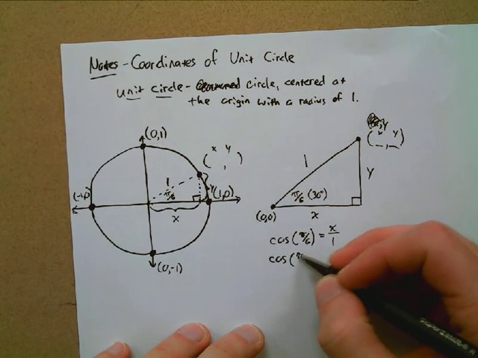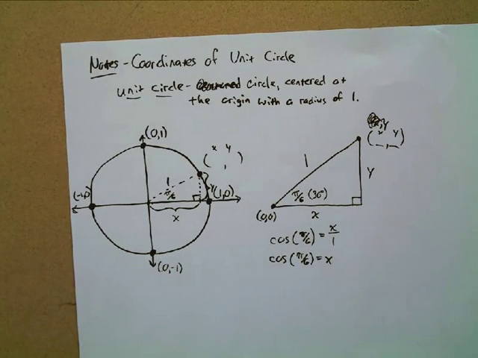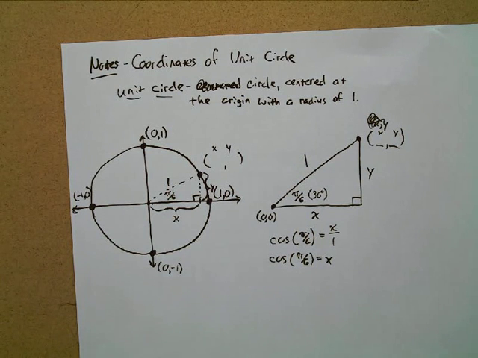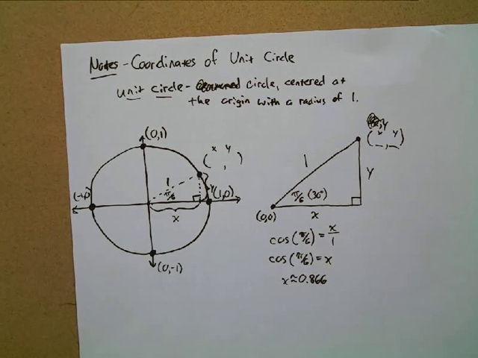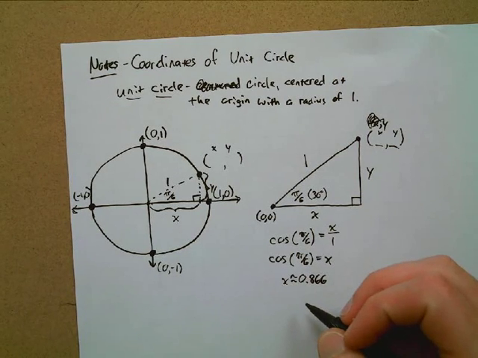If we want to, we can type into our calculators cosine pi over 6 and hit enter, and we get x is approximately 0.866. But remember, I showed you that there are relationships between the sides in a 30, 60, 90 triangle. So that x that's approximately 0.866 is actually exactly the square root of 3 over 2.